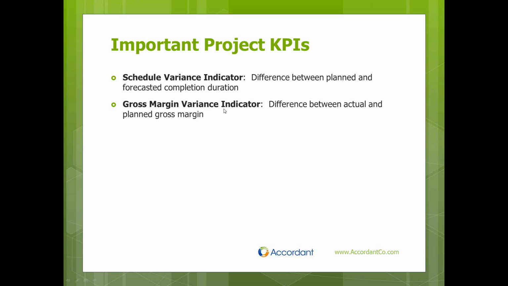Gross margin variance indicator is really important, and you'll see that on a number of the project management reports. You want to be tracking over time the difference between your actual expenses and your planned gross margin. That would be your revised budget.